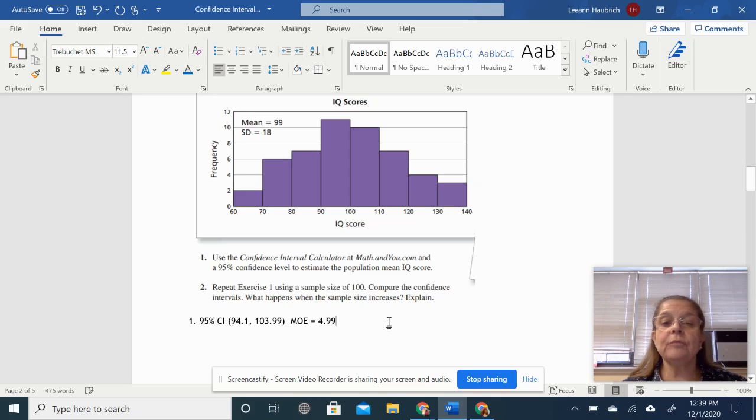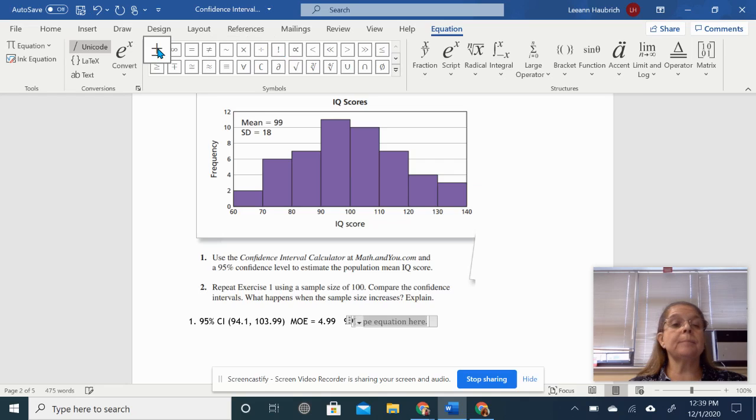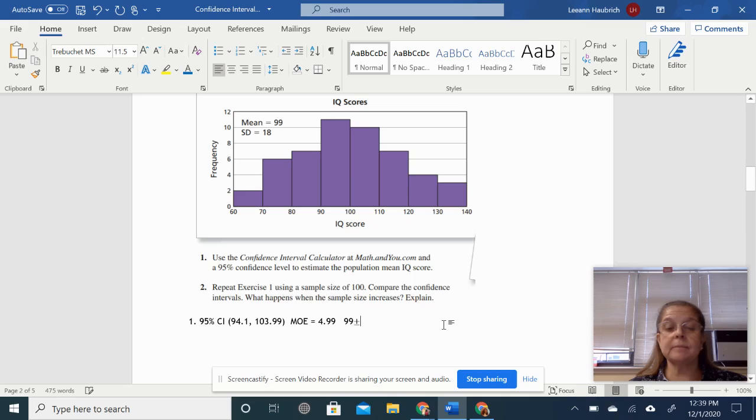So in this case, I'm going to start with the mean, and the mean given here was 99. So it's going to be 99. Let me see if I can find the plus or minus symbol. I think it might be on the top up here. There it is, plus or minus symbol. And now I need the margin of error, 4.99. So the 95% confidence interval can be written out this way.